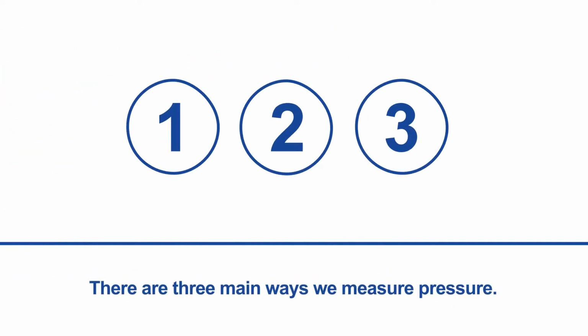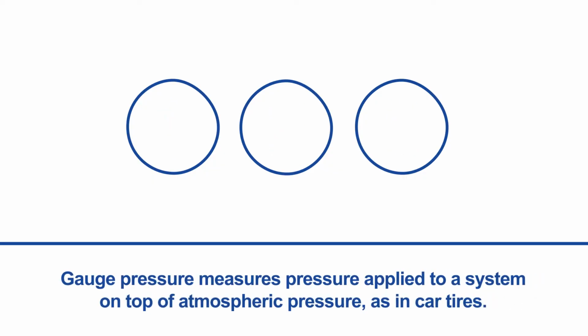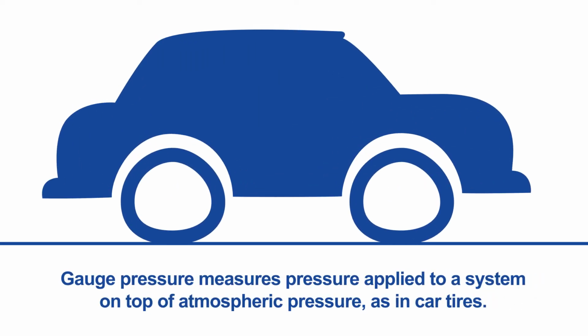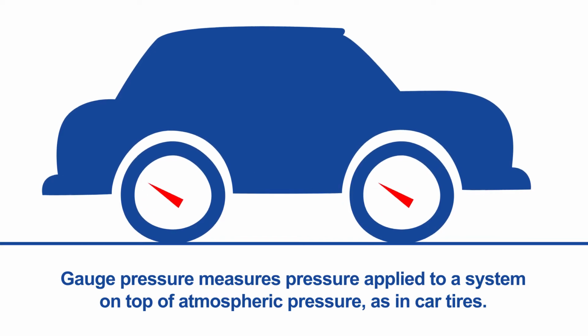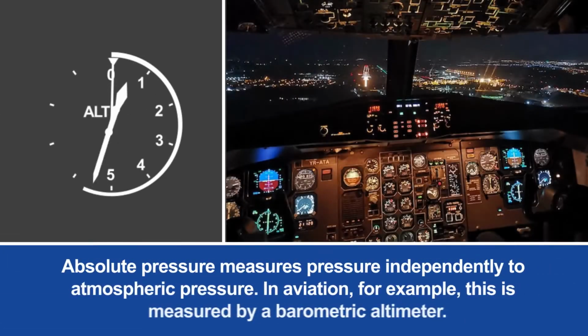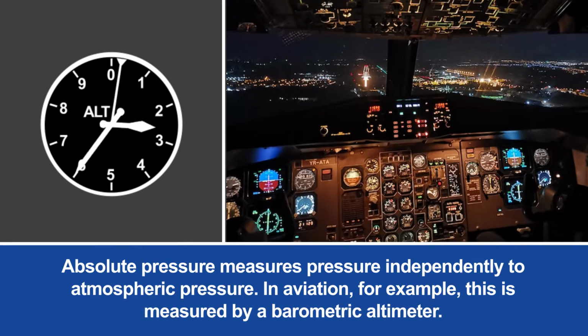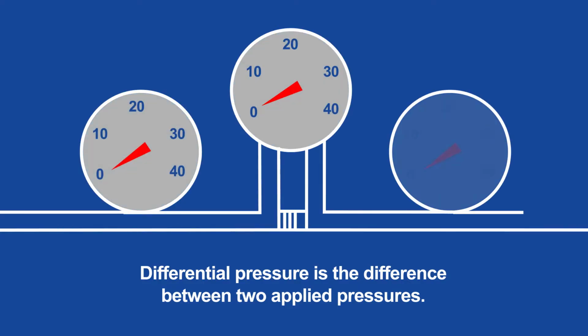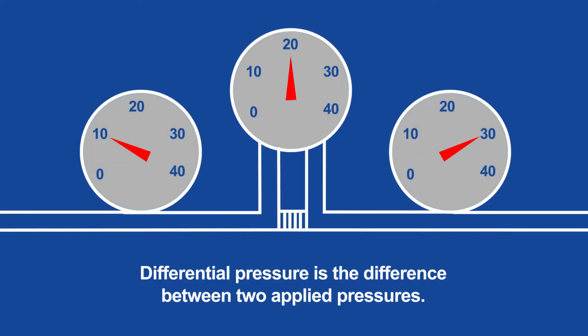There are three main ways we measure pressure. Gauge pressure, also known as ambient pressure, measures pressure applied to a system on top of atmospheric pressure, such as in car tires. Absolute pressure is measured independently to atmospheric pressure, for example, where the peak of a vacuum needs to be monitored. In aviation, this is measured by a barometric altimeter. Differential pressure measures the difference between two applied pressures.